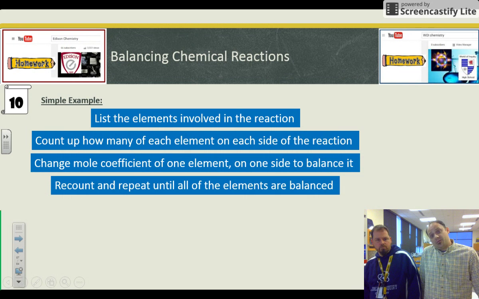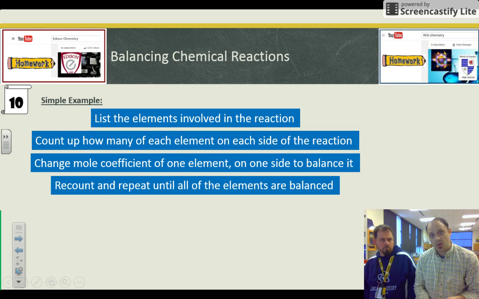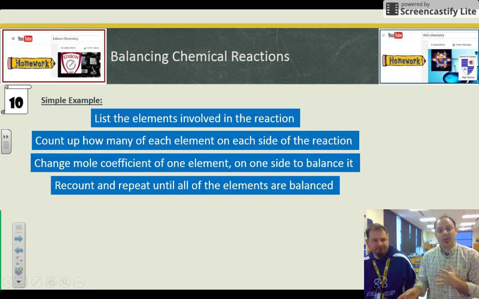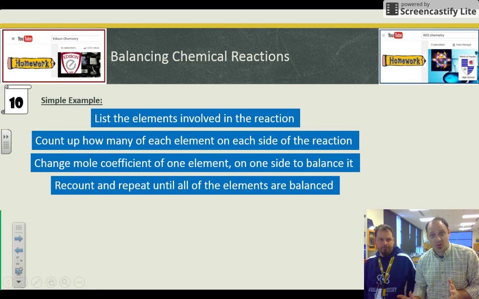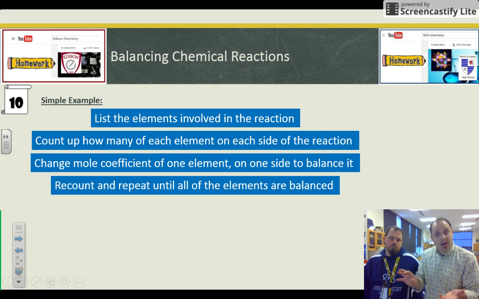So there are 4 or 5 steps here, real simple. We have to first list all the elements involved, like you saw Mr. Milks do on the board. We're going to count each element on each side of the reaction to see if the number of moles of each element match up. Did that. We're going to change the mole coefficient in the chemical equation. So we're going to change the number of hydrogen molecules or oxygen molecules or water molecules to try and balance it if it's out of whack.